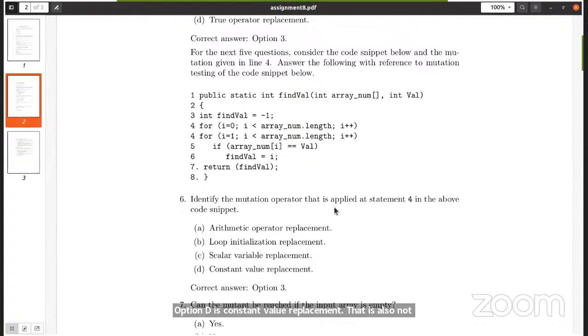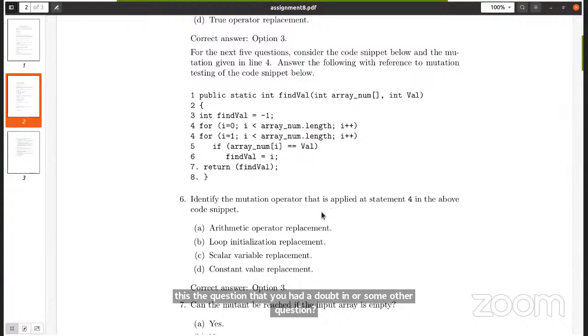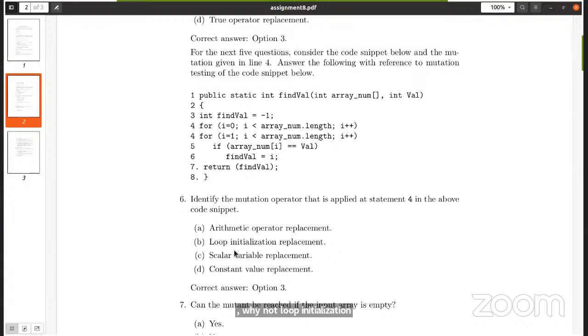Is this the question that you had a doubt in, or some other question? Ma'am, why not loop initialization replacement? Because there is no mutation operation like that. That option is just given to confuse you a bit. There is no name for a mutation operation like that. In spirit, I'm not replacing the loop initialization, right? I'm just changing one scalar variable.